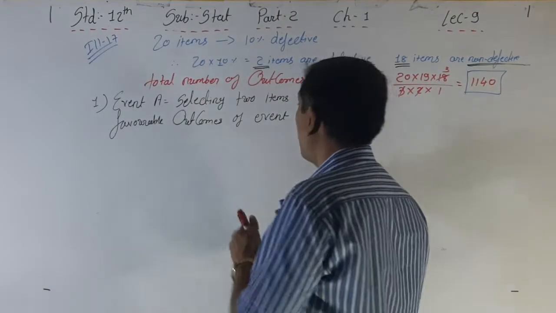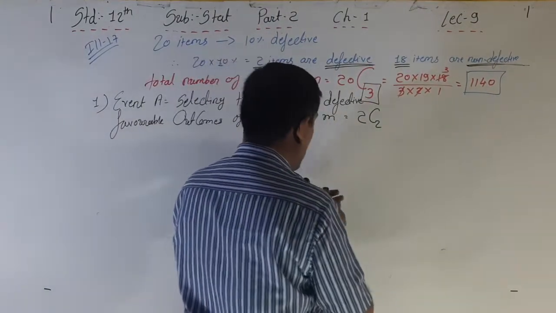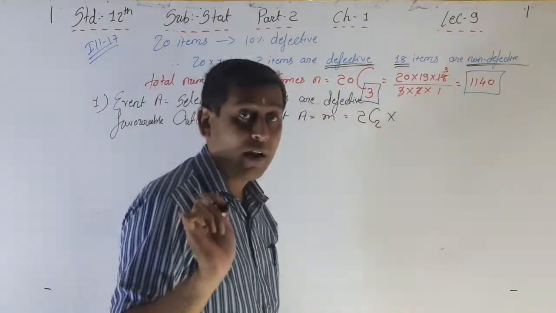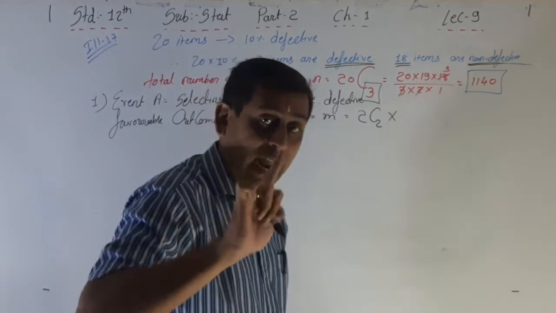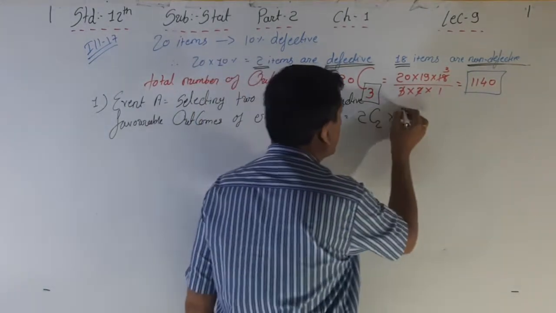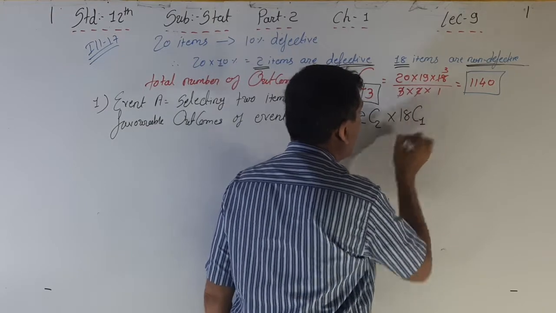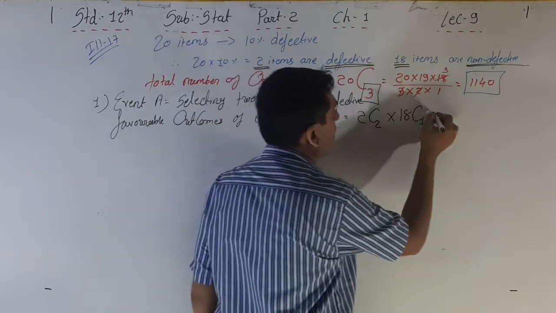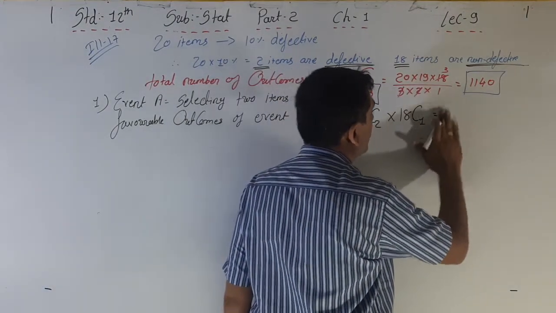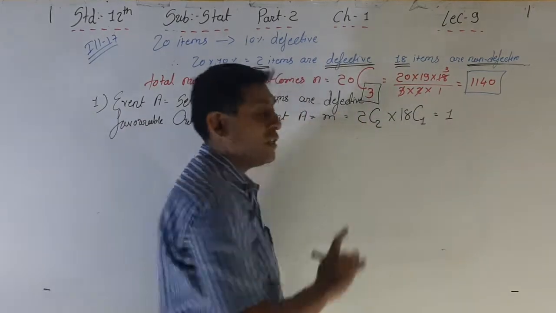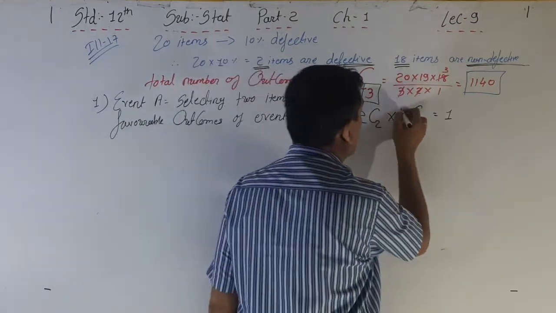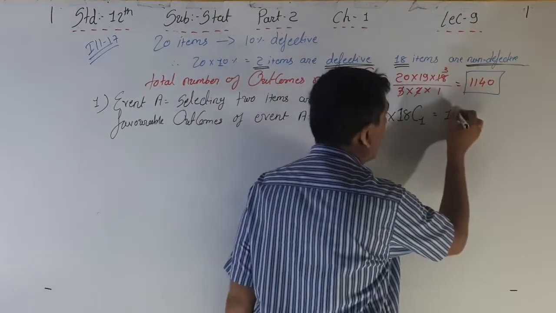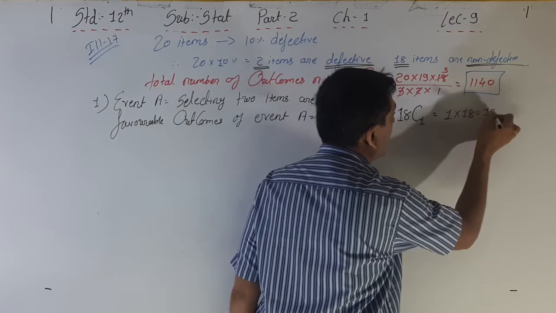Okay, so the favorable outcomes of event A, M is equal to 2C2 into 18C1, because 2 items are defective and 1 item is non-defective, and the non-defective items number 18. What are the favorable outcomes? 2C2 is equal to 1. NCN is equal to 1, and NC1 is equal to N. So 1 into 18. That's why 18 is the answer.